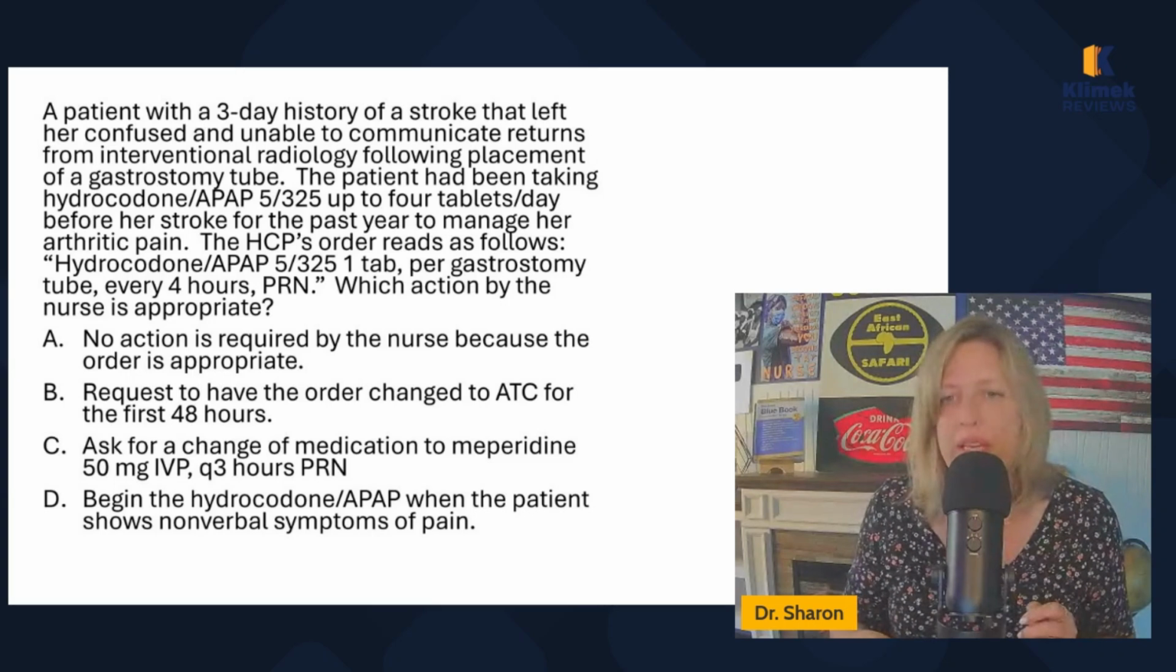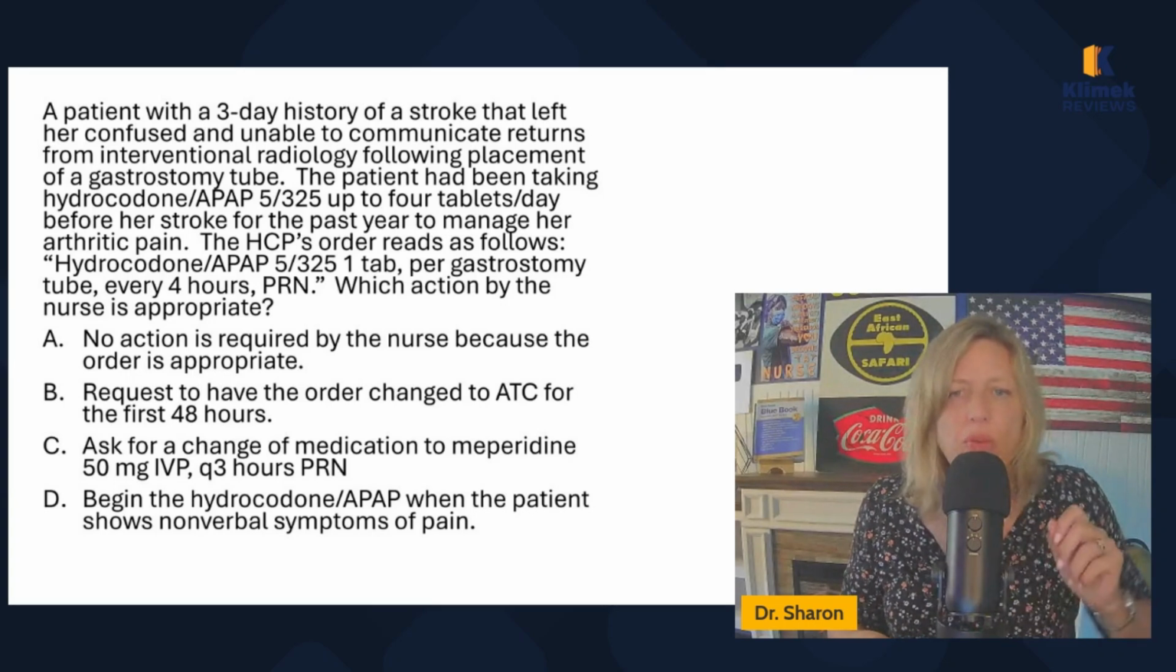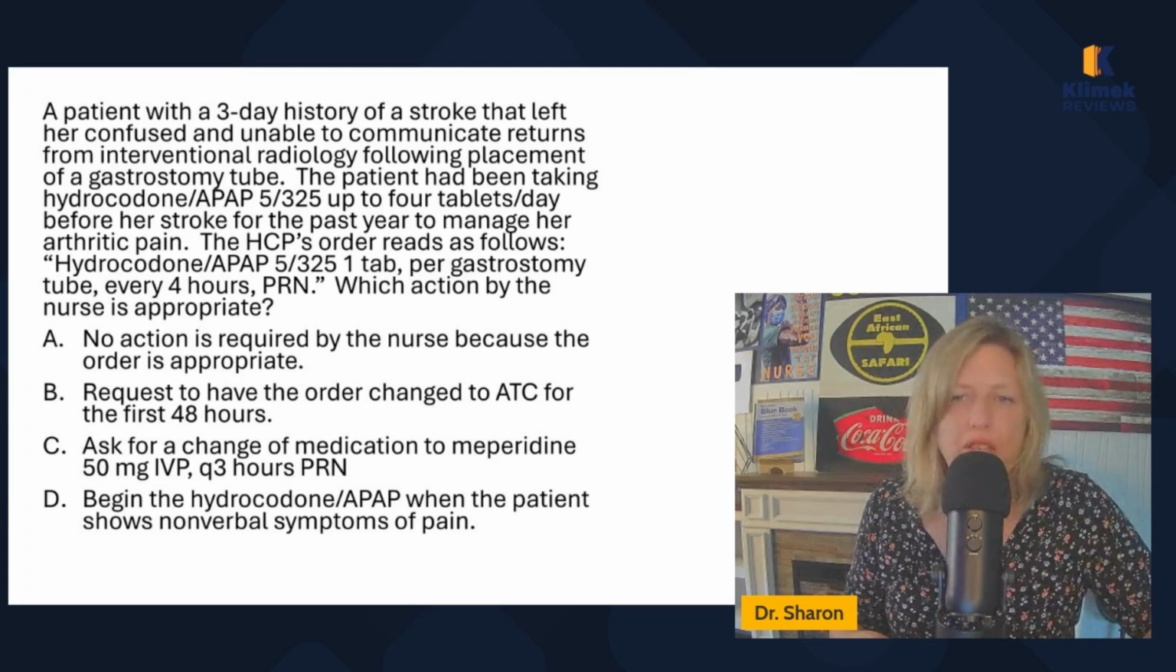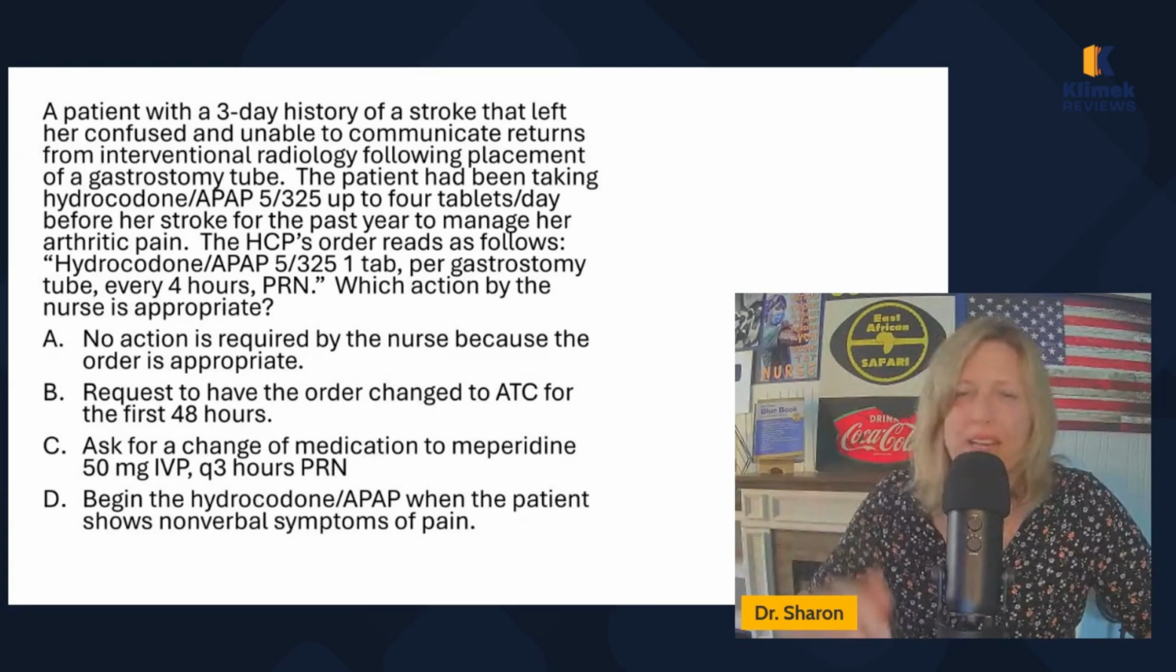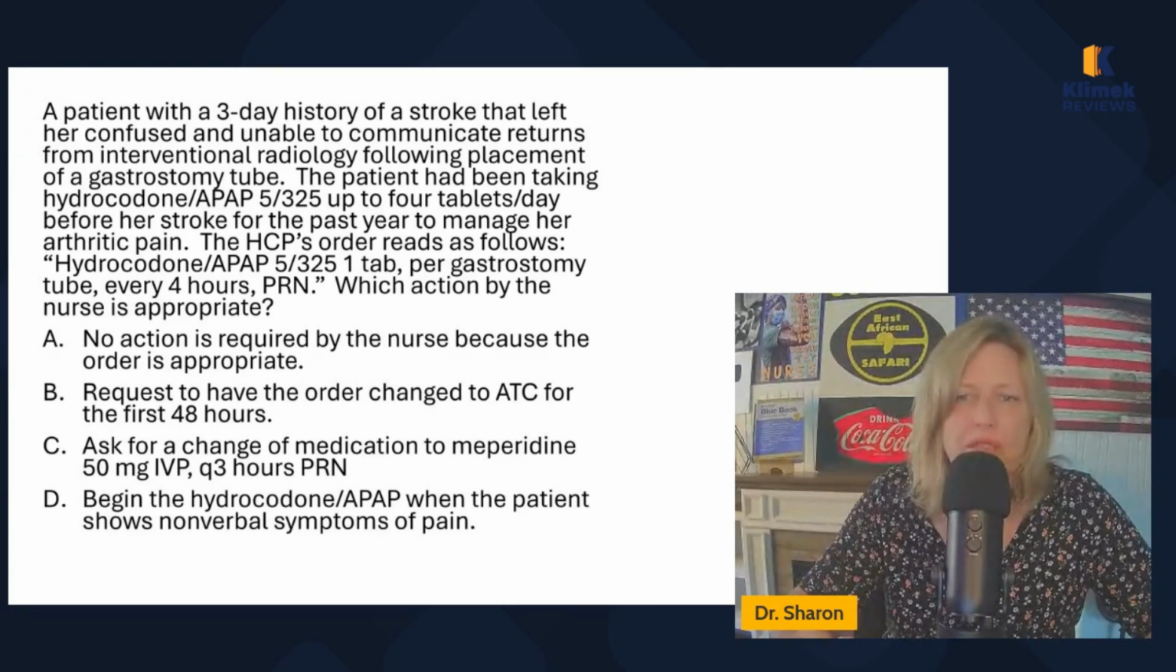A patient with a 3-day history of a stroke that left her confused and unable to communicate returns from interventional radiology following placement of a gastrostomy tube. The patient had been taking hydrocodone, APAP 5/325, up to 4 tablets a day, and before her stroke for the past year to manage her arthritic pain. Wow, that's a lot of words. The HCP's orders read as follows: hydrocodone, APAP 5/325, 1 tab per gastrostomy tube every 4 hours PRN. Which action by the nurse is appropriate?